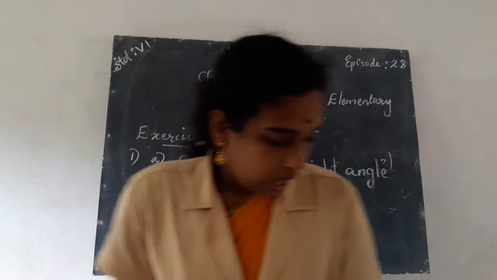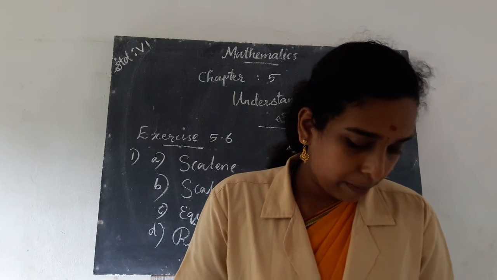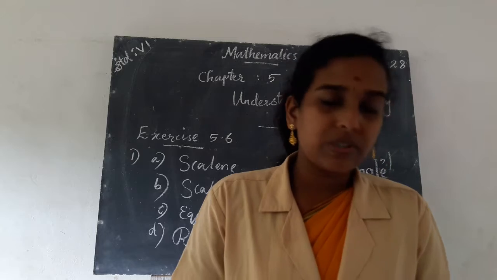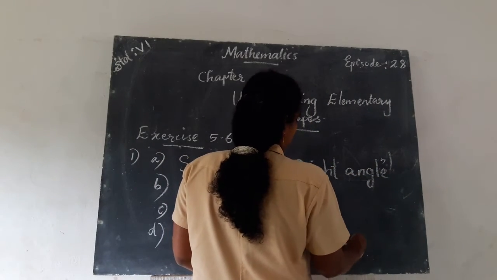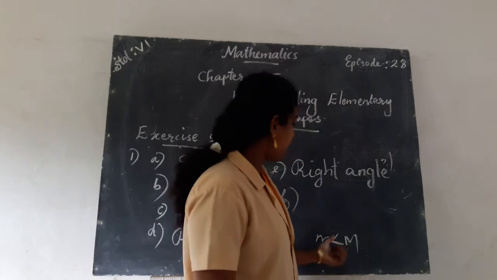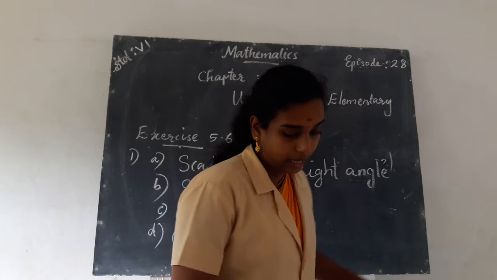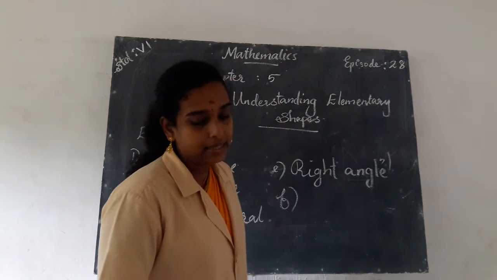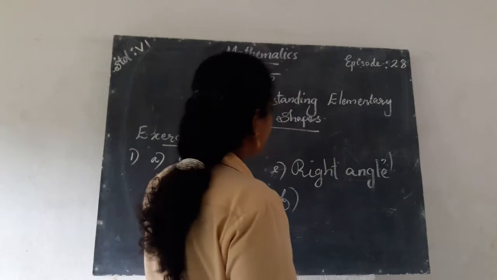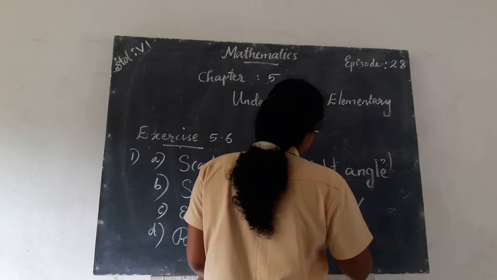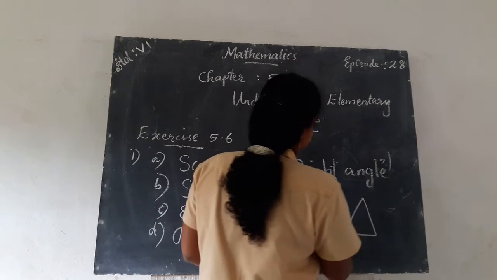Triangle LMN, where the measure of angle L is equal to 30 degrees and the measure of angle M is equal to 70 degrees. Then the measure of angle N is equal to 80 degrees. Here the triangle is like this. Triangle LMN.